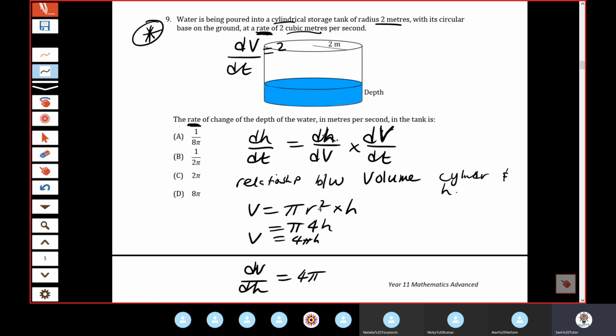And then of course, what's dH on dV? If you know dV on dH is 4 pi, then dH on dV is the reciprocal of 4 pi. So dH on dV, you flip this. And then really we're pretty much done. dH on dV is 1 on 4 pi times dV on dt is 2. And then that just becomes 1 on 2 pi.